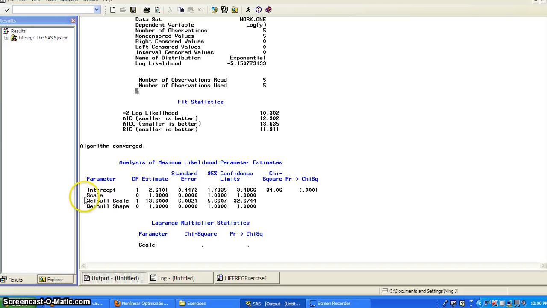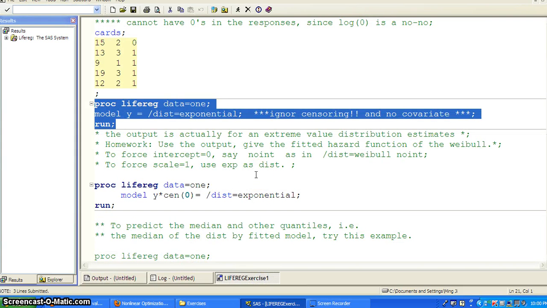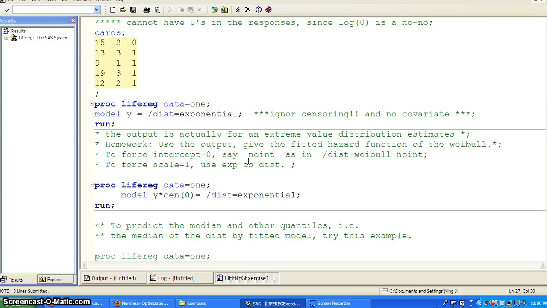it shows the intercept, and then you have the scale which is fixed at 1, and then you have the Weibull scale parameter as 1 and Weibull shape equal to 0 because you wanted it to be an exponential distribution. Okay, and this distribution is actually also an extreme value distribution estimates.